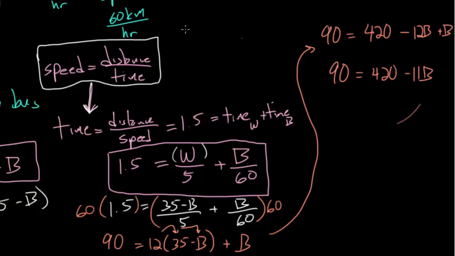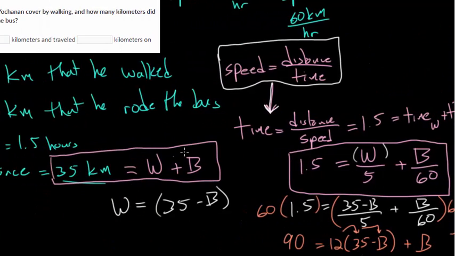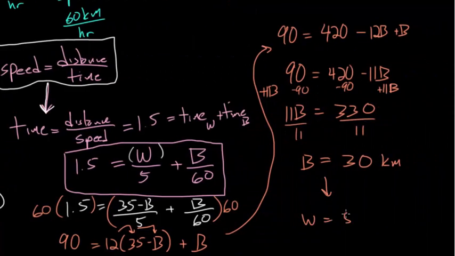Now I'll move the B's to the other side. So we will add 11B on each side, but we will also subtract 90 on each side, just so that we can make the B terms positive. And 420 minus 90 would be 330. Now dividing everything by 11, we get that B would be 30. And remember, B is the distance on the bus, so that's in kilometers. And we know the total distance with walking and on the bus, if we scroll over, that was 35 kilometers. And we're saying that B is 30, so that means that W, the distance walking, would be 5 kilometers.